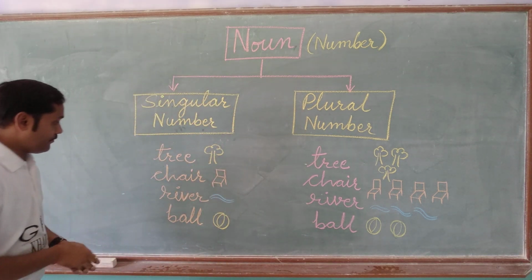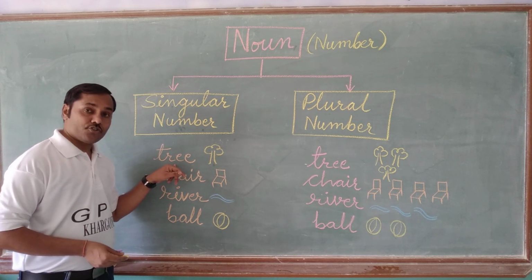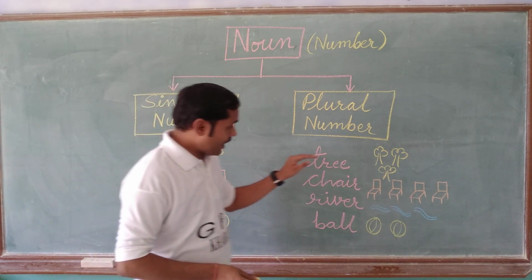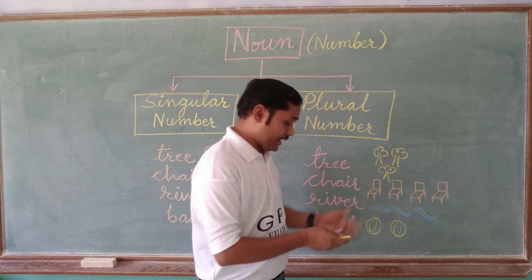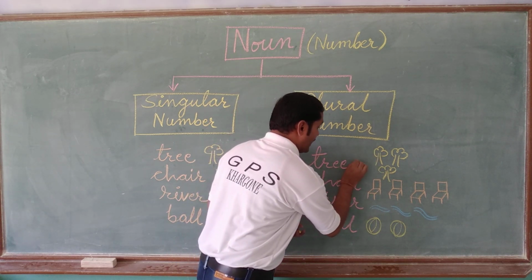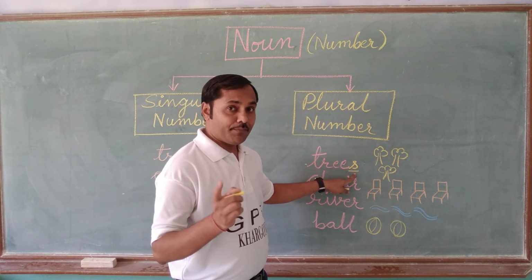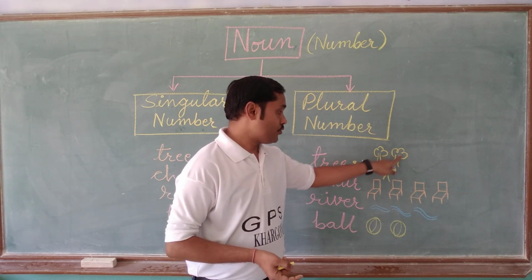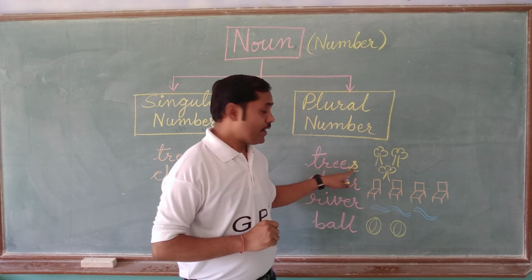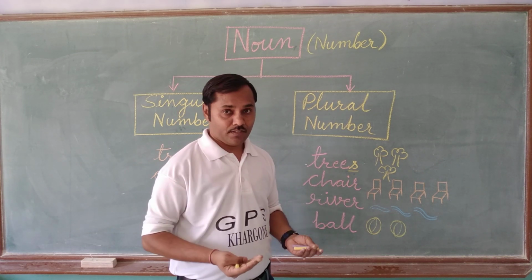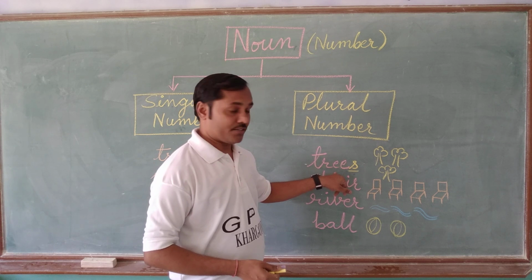For example, if I talk about only one tree, I call it tree. But if I talk about more than one tree, I should add one s. After adding this s, it becomes trees. 1, 2, 3. Here for example we have 3 trees. So when we talk about more than one person, place or thing, we call it trees.